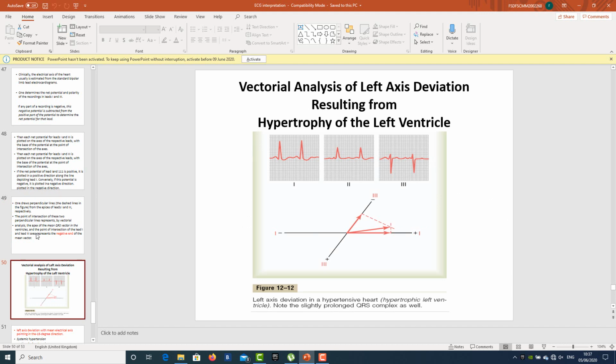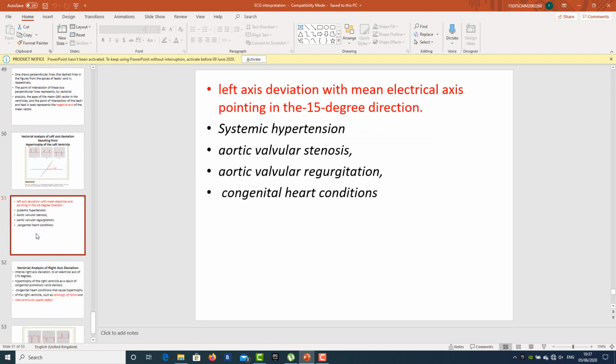See? The vectorial analysis of left axis deviation seen in hypertrophy of the left ventricle. Left axis deviation with the mean electrical axis pointing in a 15-degree direction is seen in systemic hypertension, aortic valvular stenosis, aortic valvular regurgitation, and congenital heart conditions.